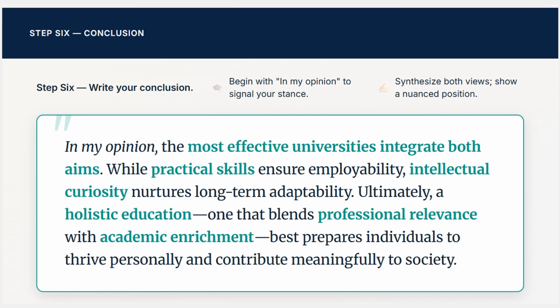While practical skills ensure employability, intellectual curiosity nurtures long-term adaptability. Ultimately, a holistic education, one that blends professional relevance with academic enrichment, best prepares individuals to thrive personally and contribute meaningfully to society." End of Step 6.